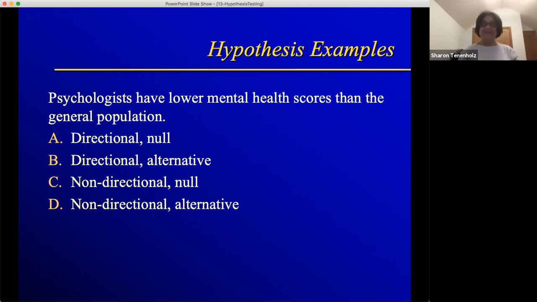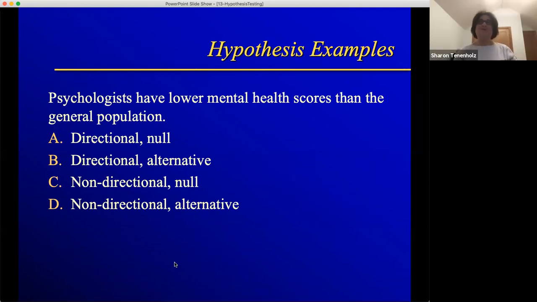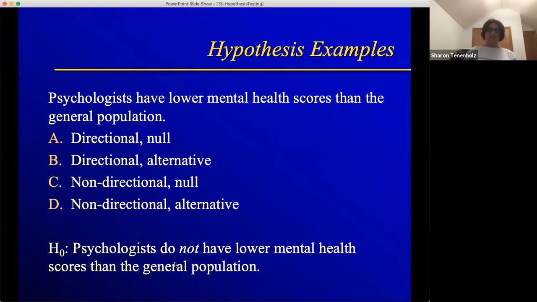Can somebody apply what we did in the last example and tell us what the null hypothesis here would be? The psychologists do not have lower mental health. Thank you, Tyler. Yeah, psychologists do not have lower mental health scores than the general population. Exactly. We're covering all our bases. Either they're lower or they're not lower, meaning that they're the same or higher. There you go.